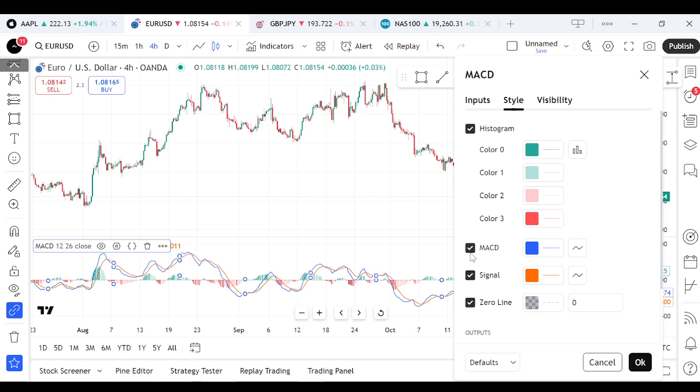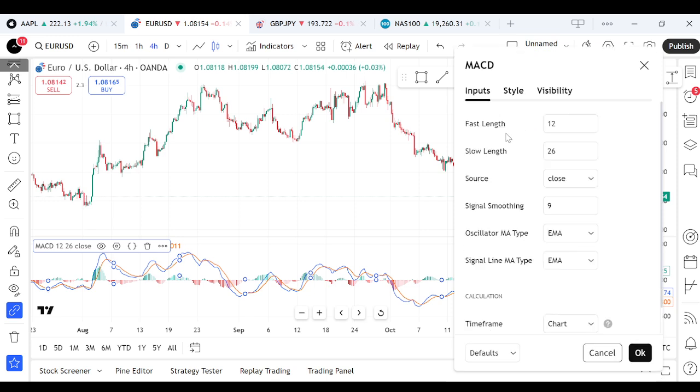Also, we have the signal line, which is the orange line. This line is a 9 period EMA of the MACD line, which acts as a trigger for buy or sell signals. Now we have the third component, which is the histogram, and this visualizes the difference between the MACD line and signal line, helping traders gauge the strength of momentum. And that is that for the MACD.